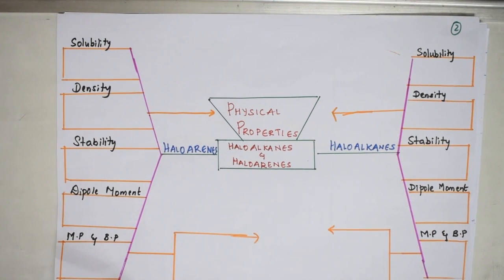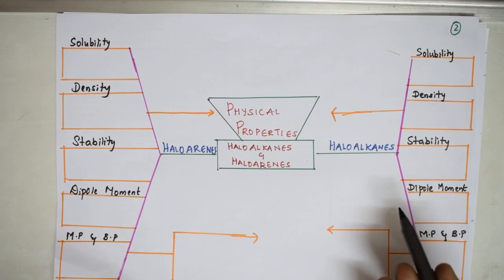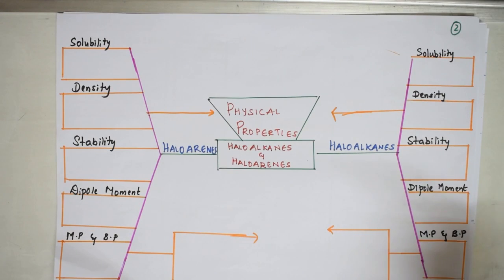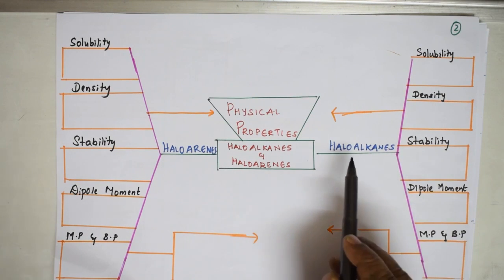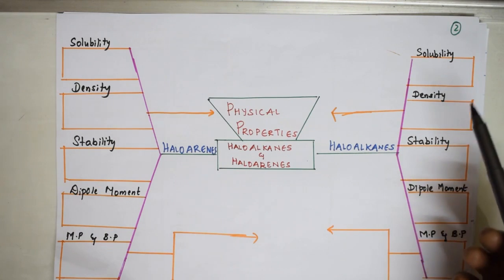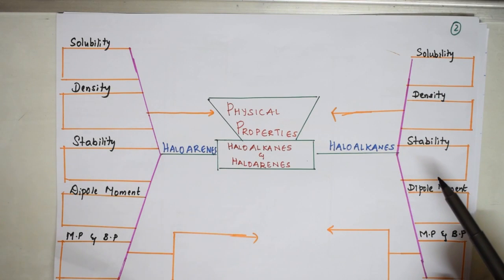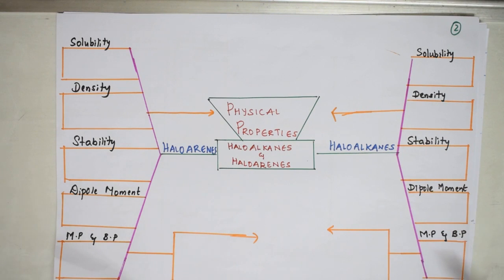Now basically, physical properties. Here on this side I have written all the physical properties which you need to remember for your exam. That is for the haloalkanes: solubility, density, stability, dipole moment, melting and boiling point. Done. Now when it comes to the haloarenes, the same categories: solubility, density, stability, dipole moment, melting and boiling point. Now let us start off understanding this.